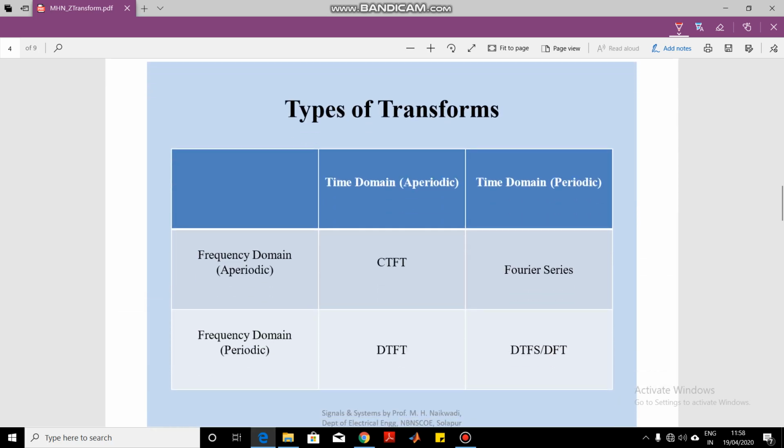Now, what are the different types of transforms? Generally, we have different types of signals. We can generally have four different types of signals. So how do we classify the signals? In the first case, the basic classification is that we can have CT signals, which are called continuous time signals, and we can have DT signals, which we call discrete time signals.